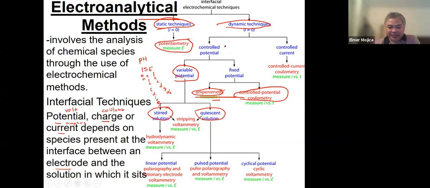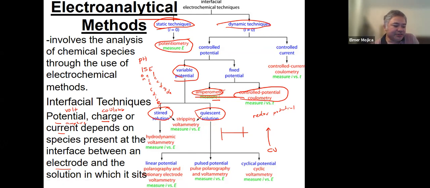The one we call CV. Usually CV is the one used if you want to determine the redox potential of a given system, because what it's going to do is run through a potential range and determine the current of your given system.